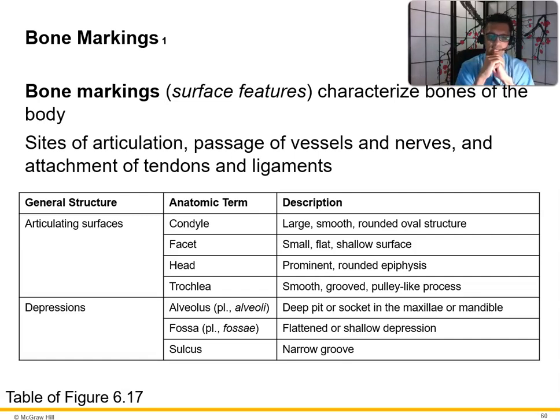Depressions, just like it sounds: the alveolus is a deep pit. Your teeth are in the alveoli. The fossa is a flattened or shallow depression. A sulcus is a groove.